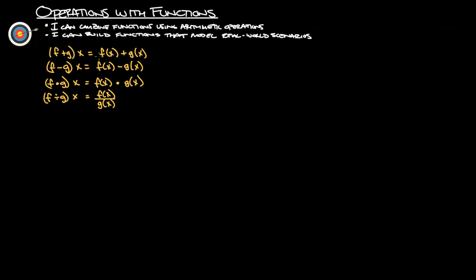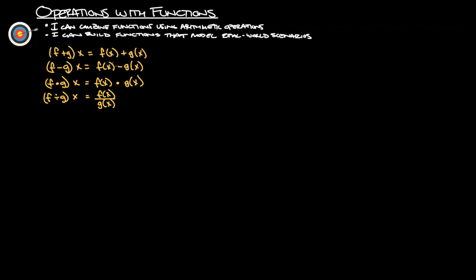If you have f of x plus g of x, that's the same thing as f plus g of x. F of x minus g of x is f minus g of x. F times g of x is f of x times g of x. F of x over g of x is f divided by g of x. I'm sure people are looking at this going, what the heck does this even mean?